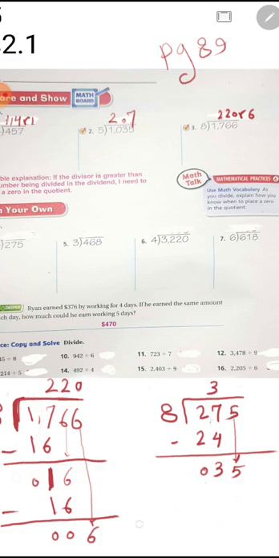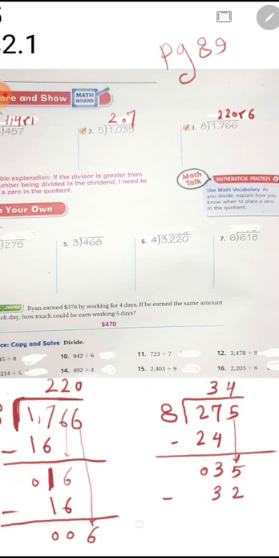Now 35 divided on 8. Which number I will multiply it by 8? The answer will be close to 35. It will be 4. 4 what? Ones, because I want to divide a ones number on 8. Now 4 multiply 8 equals 32.